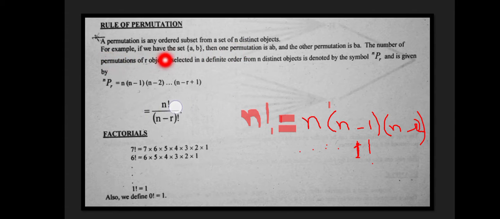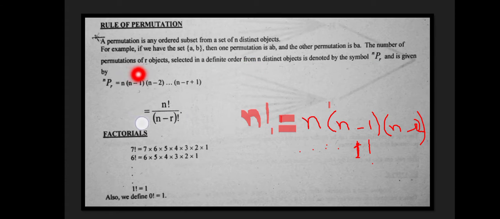For example, if we have the set AB, now what is the set AB? Set AB is the set of two distinct elements A and B. Then one permutation is AB and the other permutation is BA. The number of permutations of r objects selected in a definite order, this sentence "selected in a definite order" is really important while studying permutations because order of the objects matters a lot in permutations.